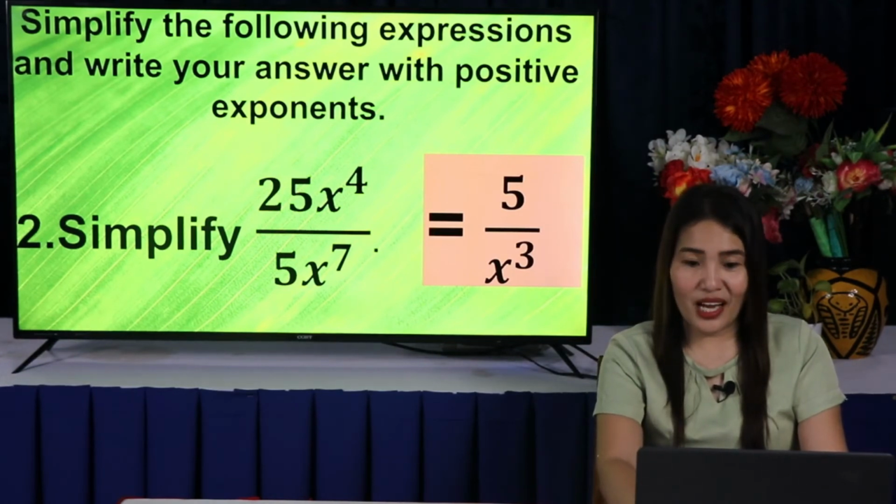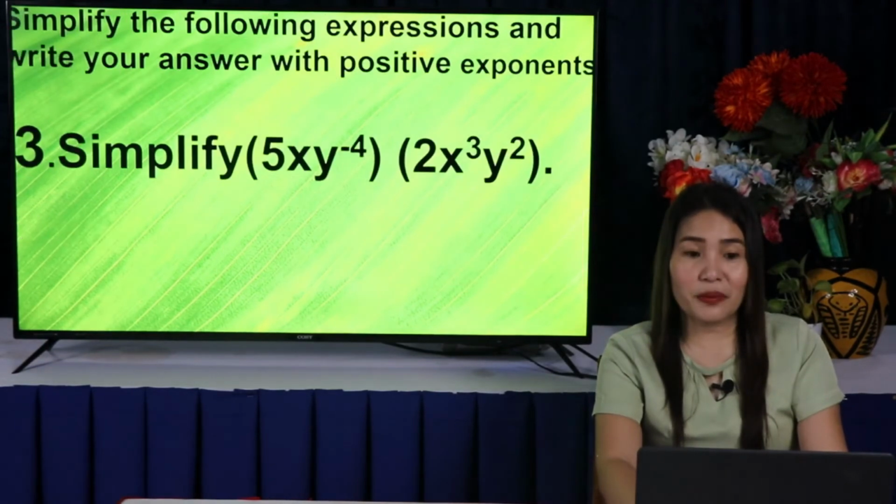I know you could do it. Way to go! We will now proceed to our third and final question. Simplify the quantity of 5 times x times y raised to the negative 4 times the quantity of 2 times x raised to 3 times y raised to 2. You have 10 seconds.